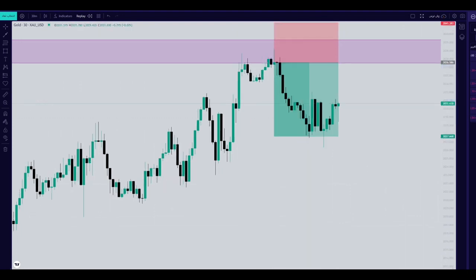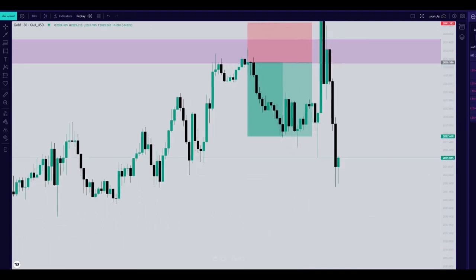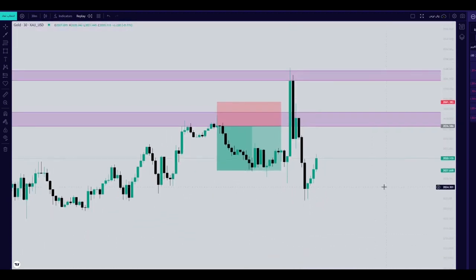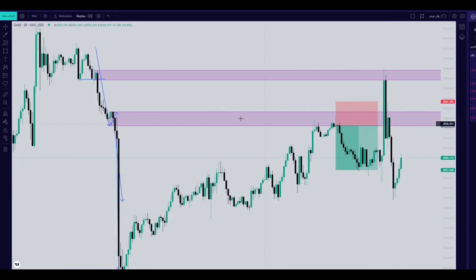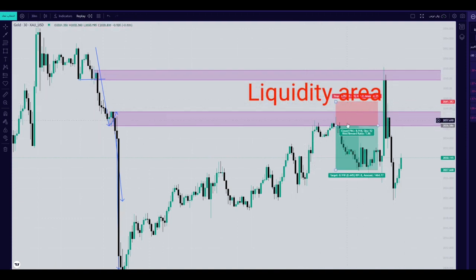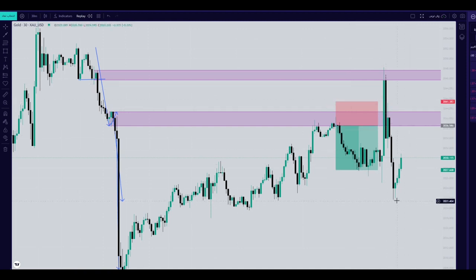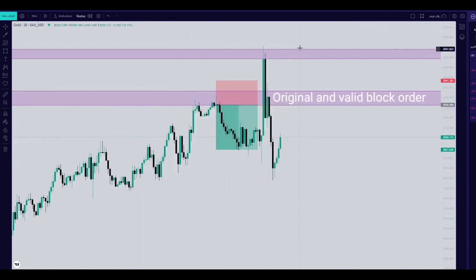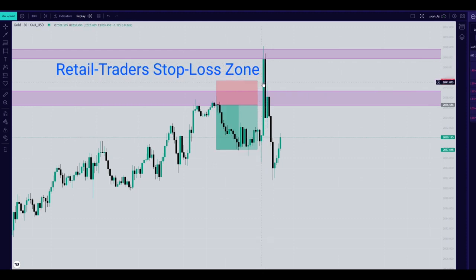Let's see the rest of the movement and the results. So the price went up and bounced back down from this order block up here. Remember, this area here was the liquidity area. The market maker has collected the liquidity here, then the price has gone down afterwards. But this order block down here is way more valid than the other one. This is the original order block. Here, the price has only went up and it has hit the stop loss of retail traders to collect the liquidity and move down again.